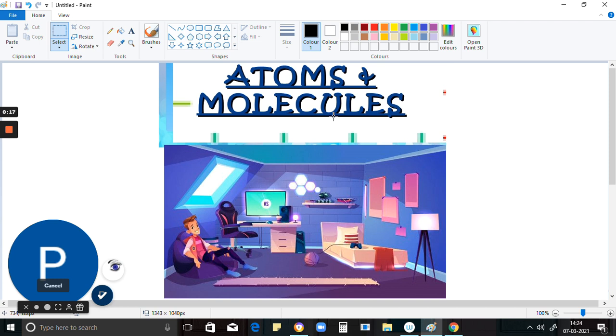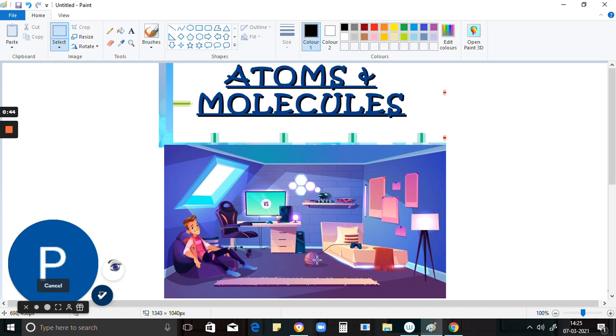So before learning about atoms and molecules, let us look at this image, guys. Can you see this image? It is a room of a boy. I can see a boy sitting in a beanbag. I can see a rug down there. I can see a small bed, a basketball, a TV, a speaker. I can see some images. I can also see the walls there. I can see a light here.